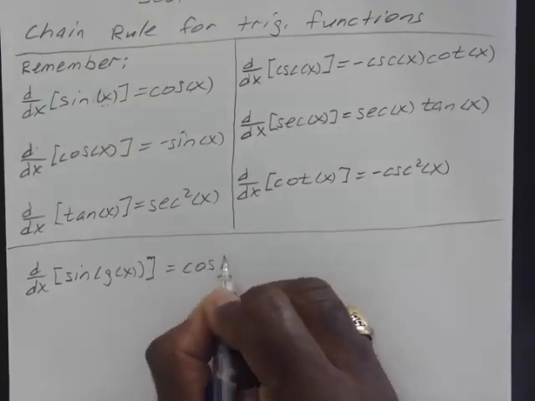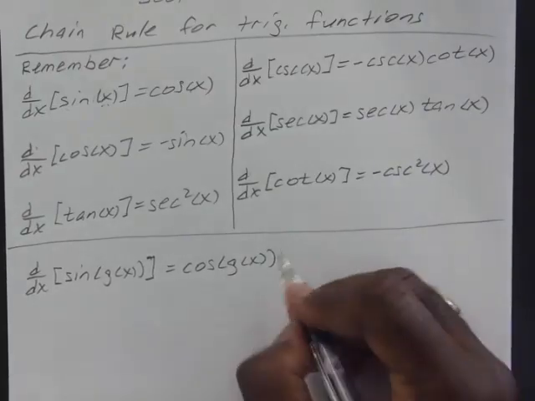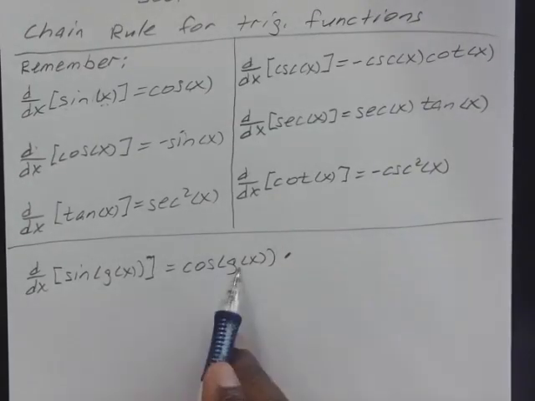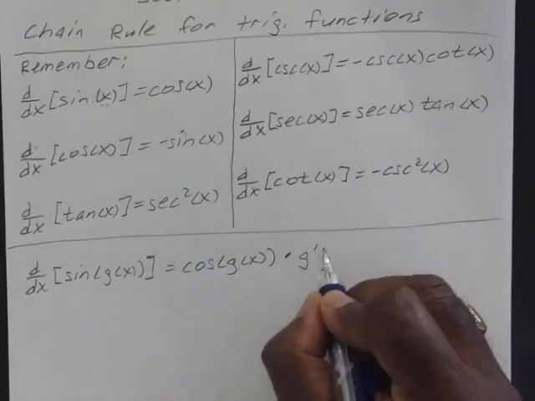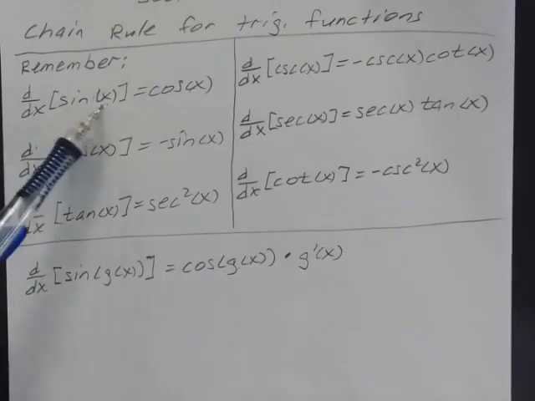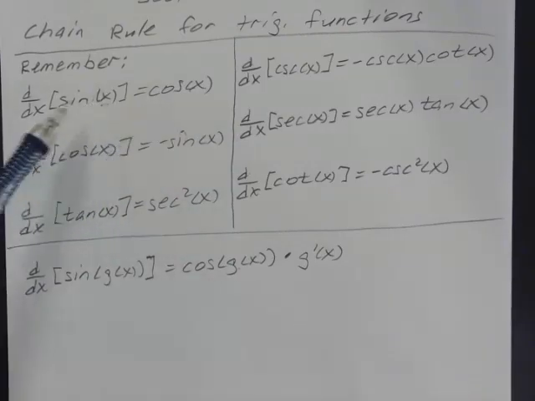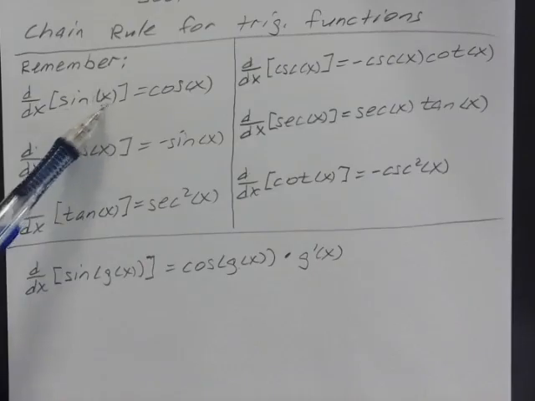it's still cosine of g of x. But then you're going to multiply it by what's inside, which is g prime of x. It's the only difference between the two. And really, it would work for this also, because it's sine of x. The derivative of that is cosine of x times the derivative of x, which is just 1. So this applies to this also, but it's just easier to remember this than that times 1.